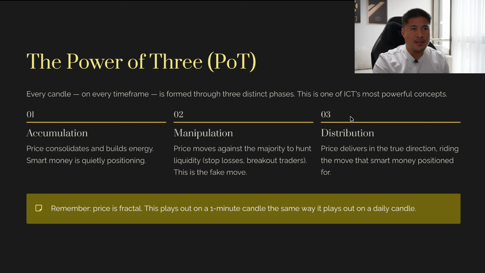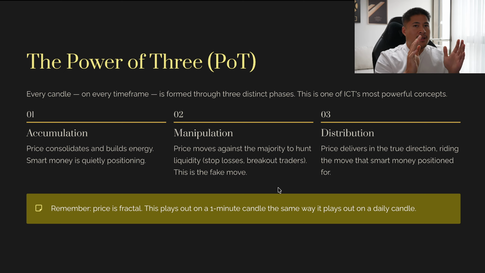And that's exactly the third phase of this power of 3 concept, which is distribution, okay? Price delivers in the true direction, which is upwards, just like in the example that I just explained to you. And smart money wants to ride that move as long as they can, okay? So remember, price is fractal, okay? This concept, power of 3, plays out on 1-minute candles the same way it plays out on daily candles, all right?